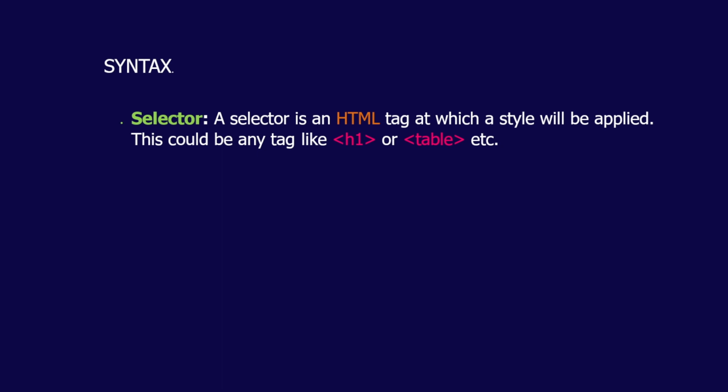First, you need to add the selector. A selector is an HTML tag at which a style will be applied. This could be any tag like h1 or a table. H1, table, or any tag you can take. It can be the paragraph tag. We have seen so many multiple tags, right? So it can be any of the tags. So that will be known as a selector.